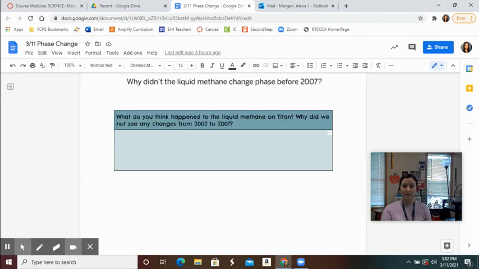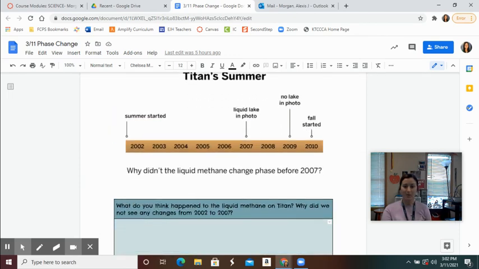Going to the top, I want you to tell me what you think happened to that liquid methane on Titan. The other thing I want you to tell me is why we did not see changes from 2002 to 2007. Nothing happened until this photo in 2009, but it says that summer started in 2002. What's going on there? I want you to tell me what you think. Other than that, that's it. We won't be doing any more with phase change. We'll just review, test, and move on to chemistry next week.